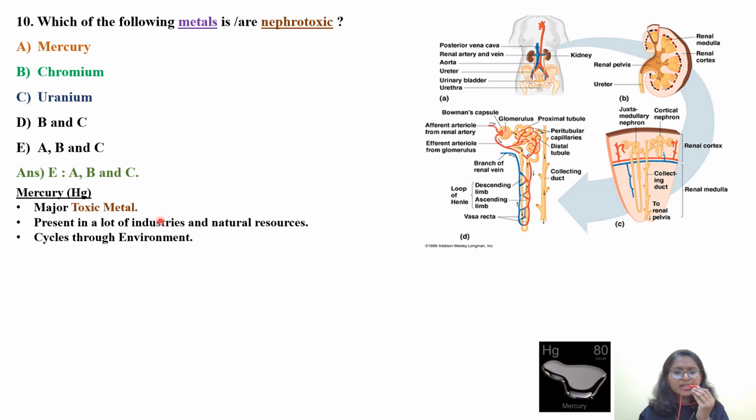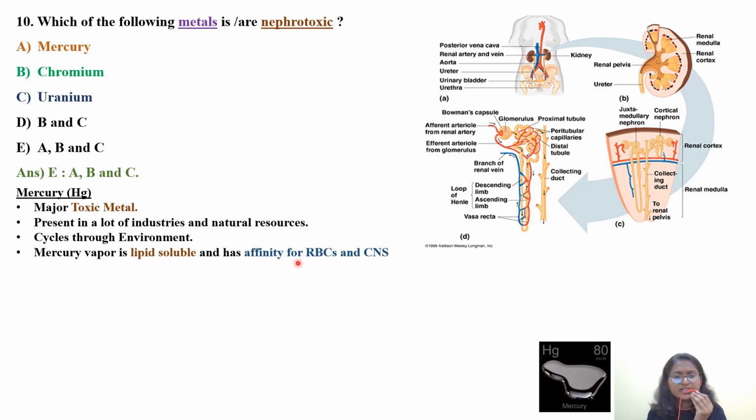It cycles through the environment. Again, this is a very important point: one has to remember that mercury undergoes biomagnification or bioamplification, because of its lipophilic nature. Mercury vapor is lipid soluble and has high affinity for RBC as well as CNS. That is the reason it is going to affect the hematopoietic system as well as CNS. Mercury is going to have adverse effects on these two.